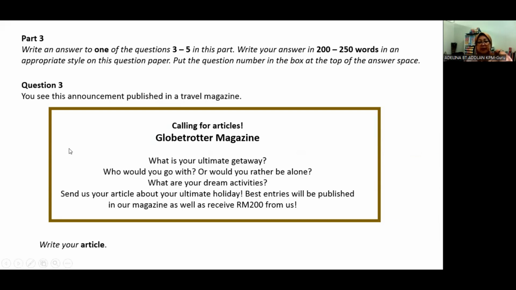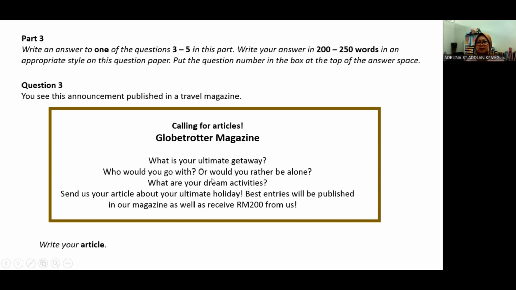Now, for this particular question, for question number 3, so this is an article. All right, calling for articles, Globetrotter magazine. So Globetrotter is for those who like to travel. That's why they use the word globe. So what is your alternate getaway? Who would you go with, or would you rather be alone? What are your dream activities?